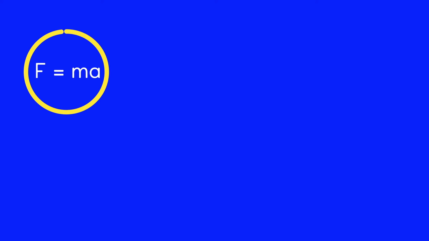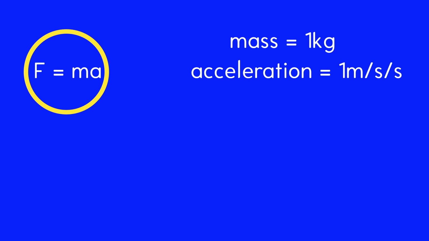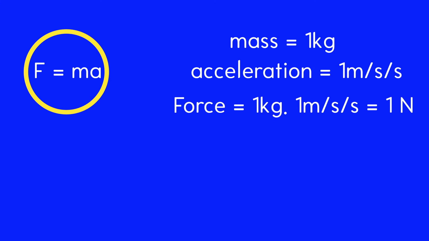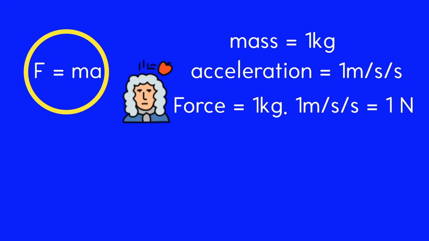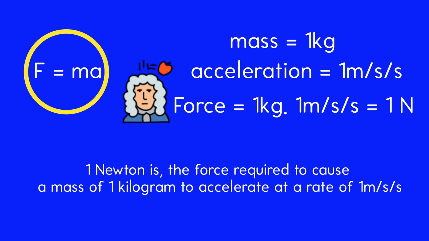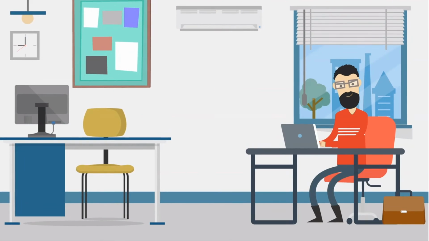We now understand that force, F, equals ma. The unit of mass is kg, and the unit of acceleration is meter per second squared. Therefore, the unit of F is kg meter per second squared, which is equal to 1 Newton, named after Sir Isaac Newton. 1 Newton is the force required to cause a mass of 1 kilogram to accelerate at a rate of 1 meter per second squared.